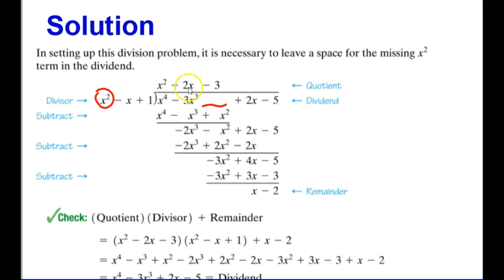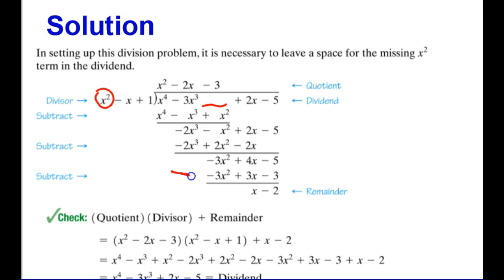Now, how many times does x squared go into a negative 2x cubed? Well, I know I'm going to have an x and a negative 2. So that's where this comes from. Now I can multiply this negative 2x times every term here, which will give me this line right here. Then I subtract again and bring down my pieces that I didn't have. Now x squared times what gives me a negative 3x squared? Well, a negative 3.